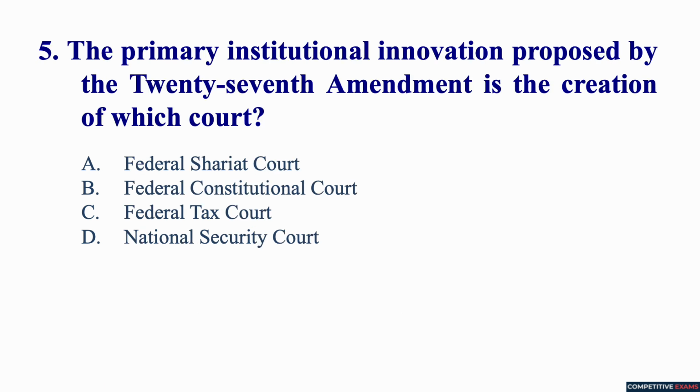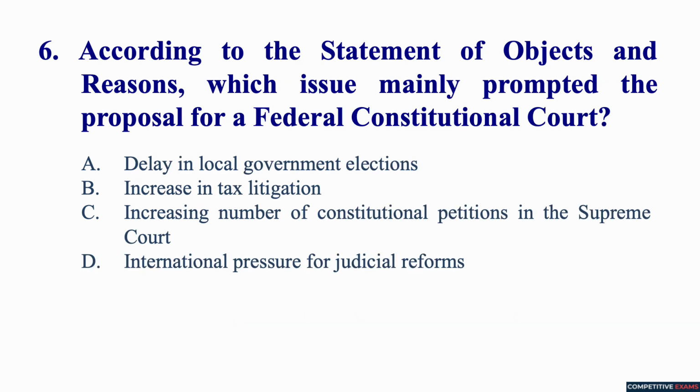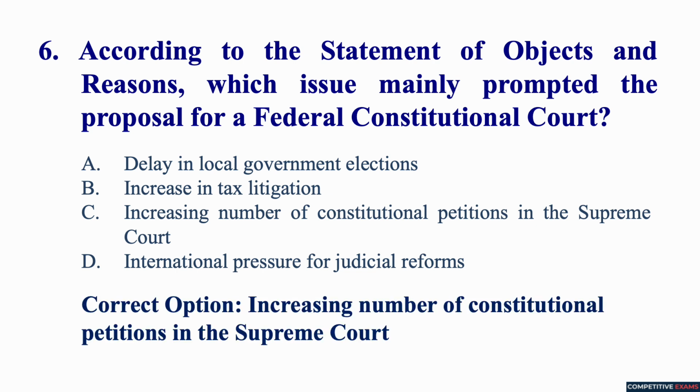The primary institutional innovation proposed by the 27th Amendment is the creation of which court? Federal Constitutional Court. According to the statement of objects and reasons, which issue mainly prompted the proposal for a federal constitutional court? Increasing number of constitutional petitions in the Supreme Court.